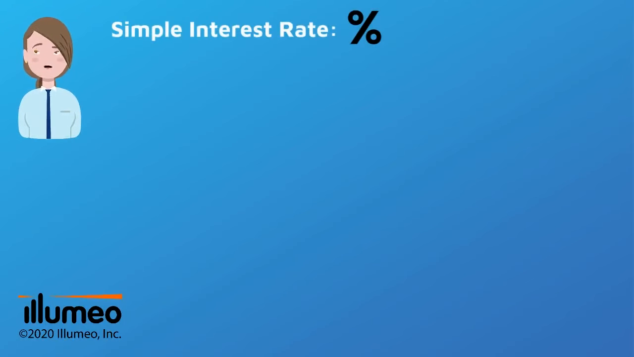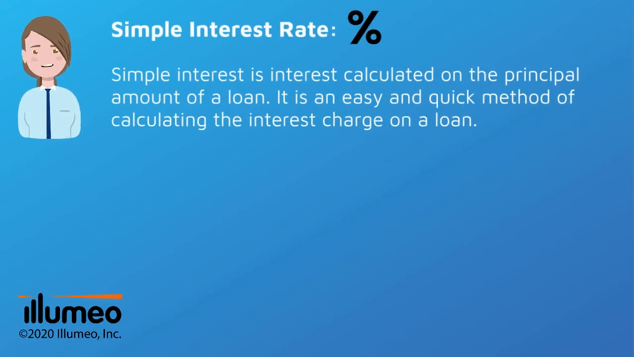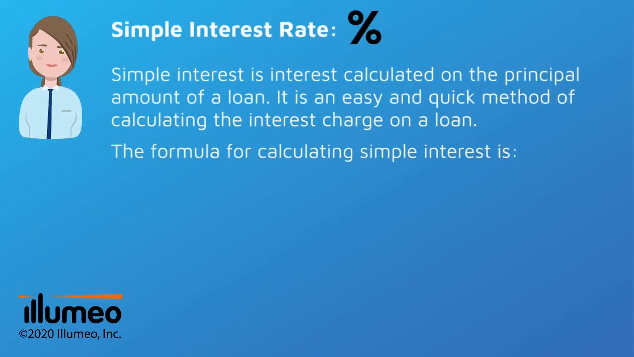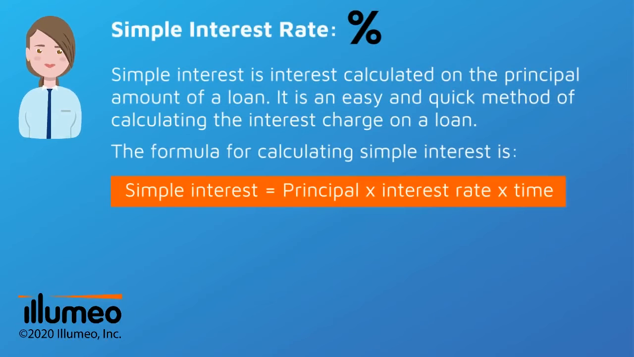Simple interest rate. Simple interest is interest, calculated on the principal amount of a loan. It is an easy and quick method of calculating the interest charge on a loan. The formula for calculating simple interest is: simple interest is equal to principal multiply interest rate multiply time.